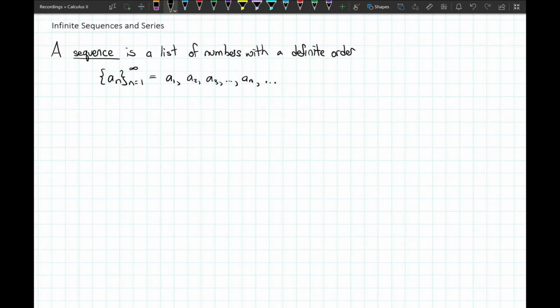Now, oftentimes there's going to be some kind of pattern to these numbers, and a sub n is going to be some explicit formula that gives us the nth number in the sequence. Here's an example. If we were to say that a sub n is just n, then the nth number in our sequence is n itself. That means that the first number in our sequence is 1, the second number is 2, the third number is 3, and of course you can see this pattern. This is simply all of the positive integers.